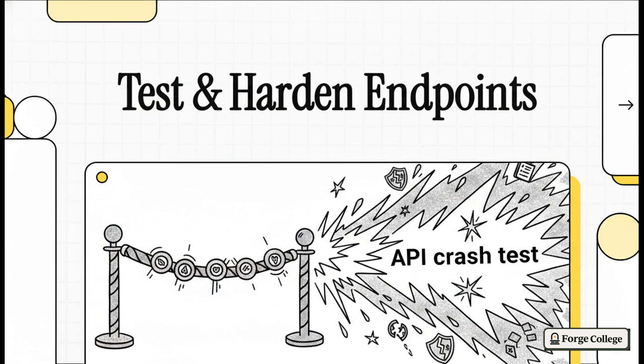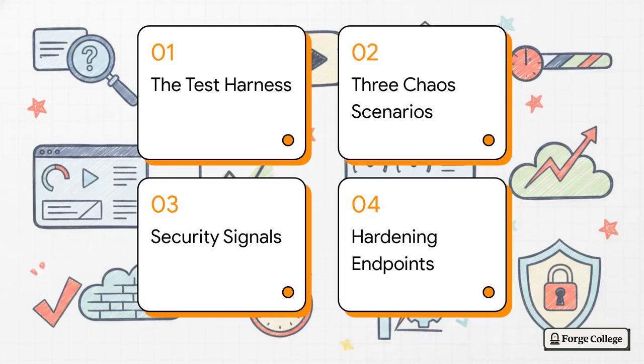So today is all about validating your controls under realistic, chaotic conditions before we lock in those best practices. Let's get into it. Here's our blueprint for this session. First, we're going to build our test harness. Second, we'll run 3 specific chaos scenarios to push things to the limit. Third, we'll read the resulting security signals. And finally, number 4, we'll use that data to harden our endpoints.